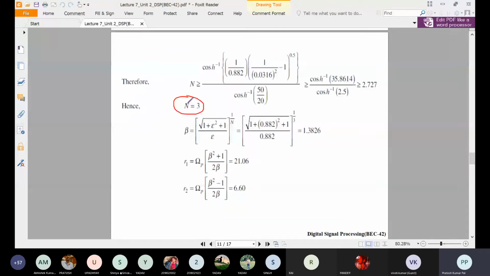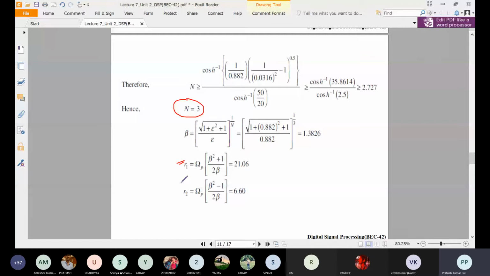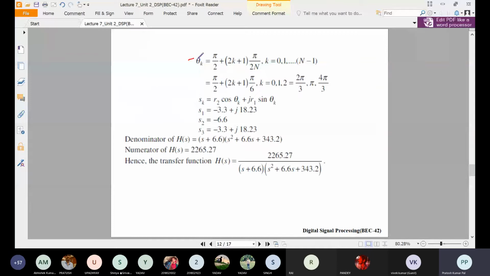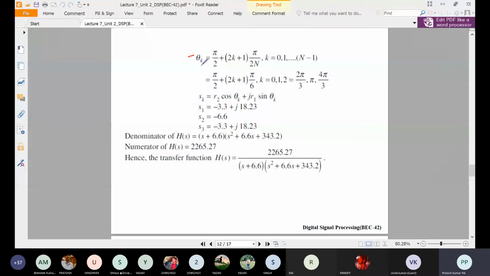So once we know the n value, with respect to epsilon value, we will be finding out beta. Once we have found out beta, we will be finding out R1 and R2. And once we have found out the R1 and R2, we will be finding the theta. With respect to n, that is 3, k should be varying from 0, 1, and 2. So there will be 3 values of theta. So we will be finding out 3 values of theta.